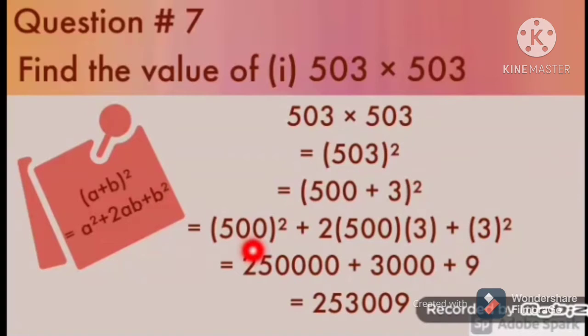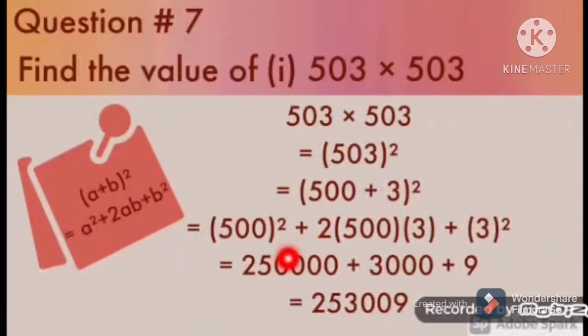But here there are 2 zeros. The square of 5 is 25. Double of 2 zeros will be 4 zeros, so we will write 4 zeros with 25. Now multiply these. 3 times 6, 6 times 5 is 30. 2 zeros will be written in the answer, plus 3 square will be 9. After adding these numbers, we get 25,03,009. This is the answer of part 1 of question 7. Similarly, you will solve the other parts of question 7.